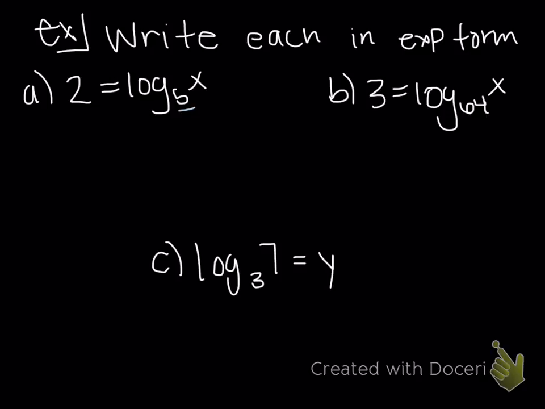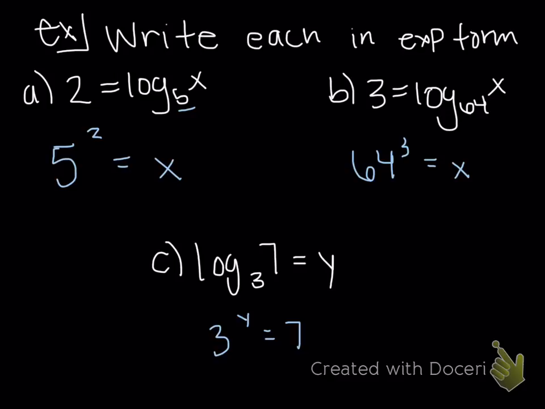So my base is 5. Whatever it is equal to is what the exponent is. So I would say 5 squared equals x. And now we are in the equivalent exponential form. Similarly over here, my base is 64, so 64 to the third equals x. And lastly, I have 3 to the y equals 7.